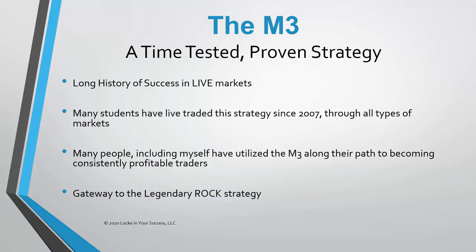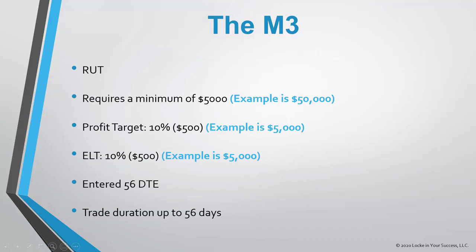So this strategy requires a minimum of $5,000 to trade. It has a 10% profit target and a 10% exit loss trigger. The position size we're going to be using today for our example is going to be $50,000. And on a position this size, that would make our 10% profit target and our 10% exit loss trigger $5,000.